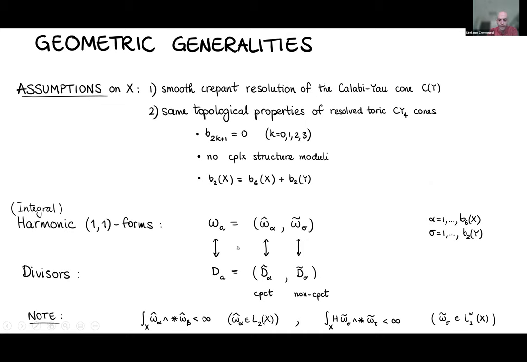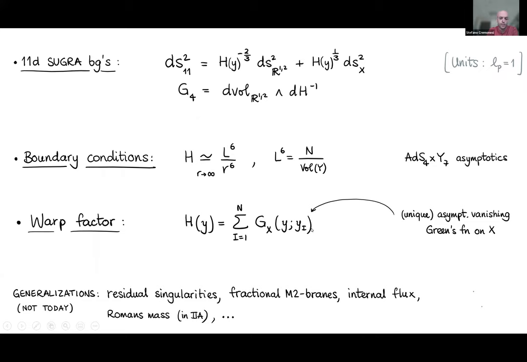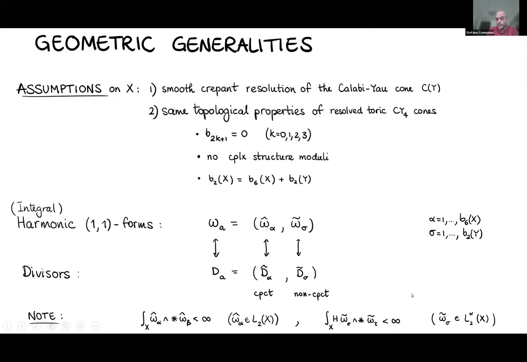And also correspondingly, it's good to keep in mind, and this will play a role later in a remark, that the harmonic two forms, which are dual to compact divisors, are normalizable. So they have finite norm on X, whereas the ones which are dual to non-compact divisors, unsurprisingly, are not normalizable. But thanks to the warp factor, and with the specific boundary conditions where the warp factor goes to zero at infinity and we have AdS4 asymptotics, it turns out that all these (1,1) forms are normalizable if you change the measure by including the warp factor H. I would call this warped L2 or warped normalizable forms.